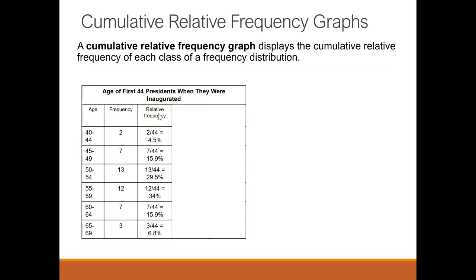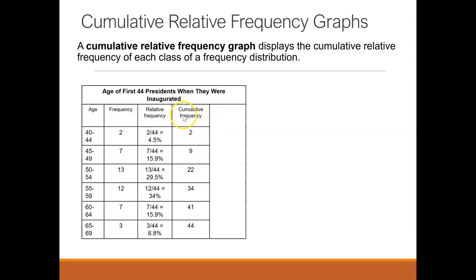Our cumulative relative frequency, we had 2, and then we have 2 plus 7, 9. Then we have 9 plus 13, 22. So we're just adding up the total counts above it, this is cumulating. The 22 is these 3, the 34 is those 4, etc. Is that okay?